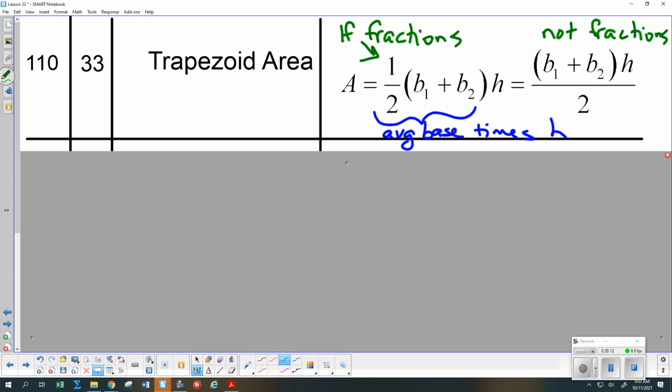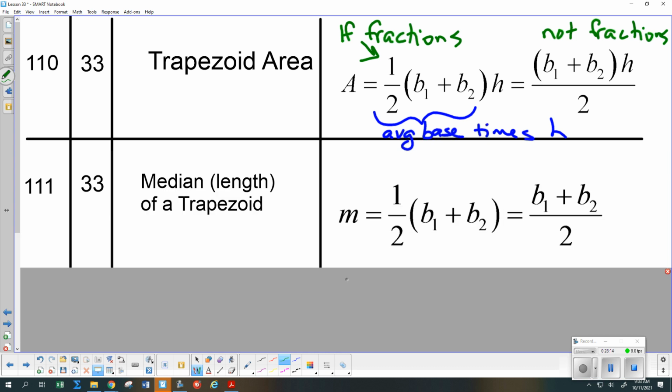Now that cool line that we just drew, called the median, is just the average base. It is everything out of that area formula except for the height. And then after this, there's only 4 more formulas, and they're all about special trapezoids.